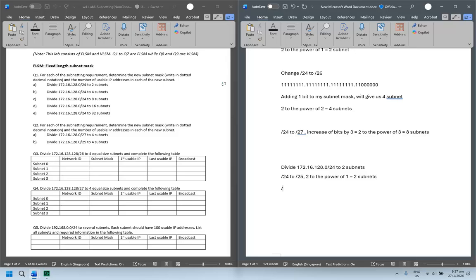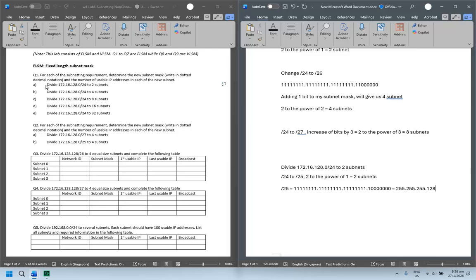So /25 equals 8 ones, 8 ones, 8 ones, and 1 followed by seven 0s, which is also equivalent to 255.255.255.128 if you do the binary to decimal conversion.